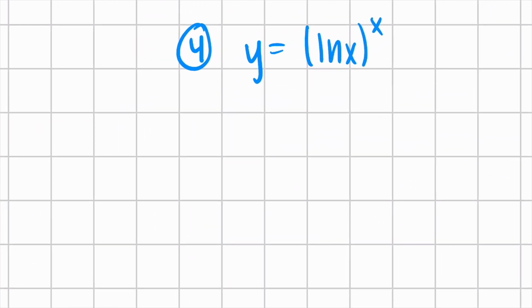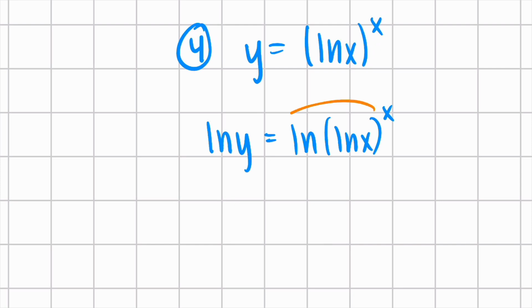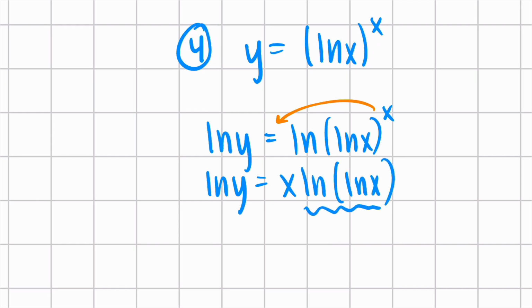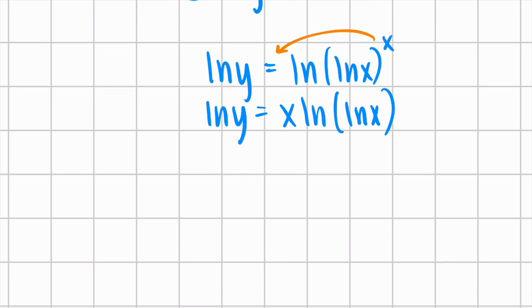Number 4, same thing. Notice you have a function to a function. So I'm going to natural log both sides of the equation. And that's going to let me bring my x out front. And it might feel a little weird to have natural log of x. This natural log of x is inside the argument of this other natural log. So we're just going to go with it.